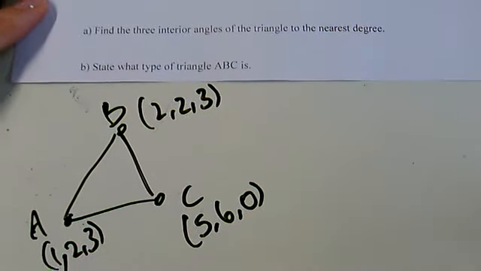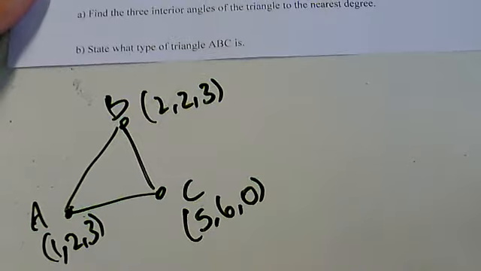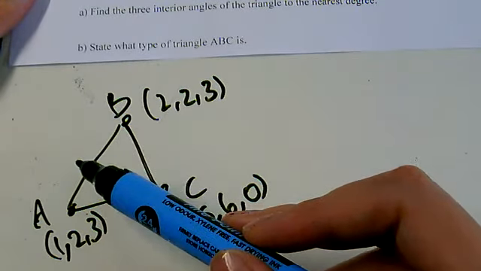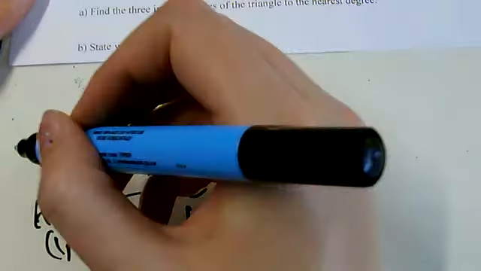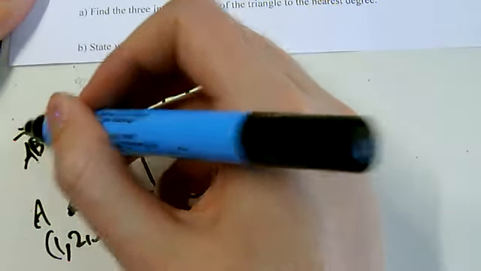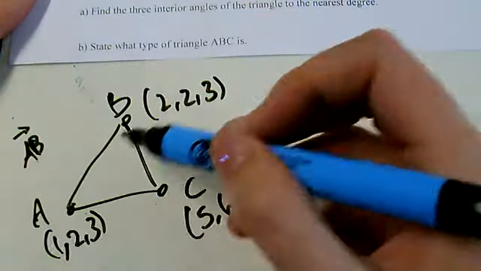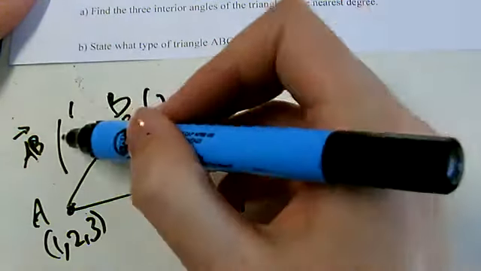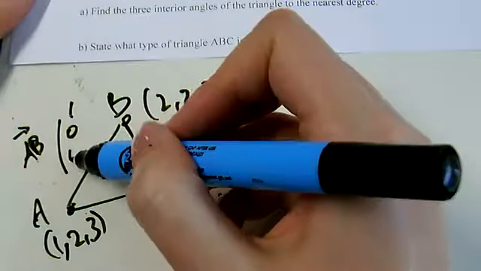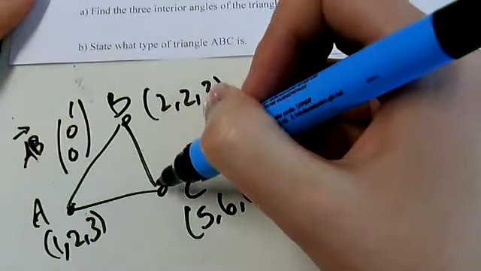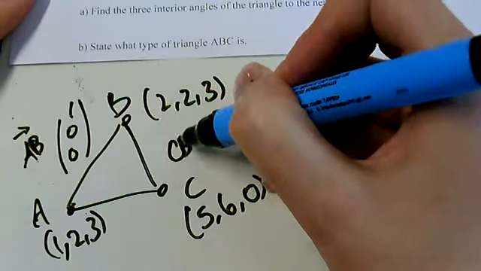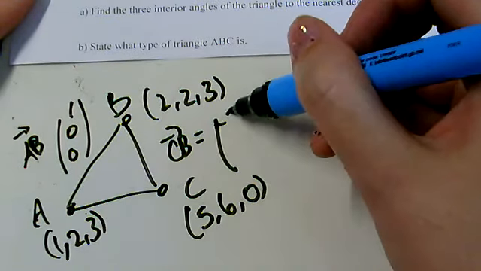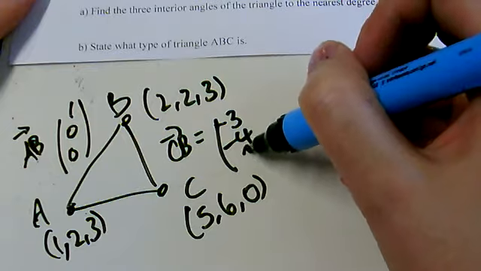Okay, so if we're going to find these angles, we're going to want to know the vectors so that we can use the scalar product. So to get from A to B, you need to go from 1 to 2, which is 1, 2 to 2, which is nothing, 3 to 3, which is nothing. To get from C to B, you need to do -3, -4, 3.